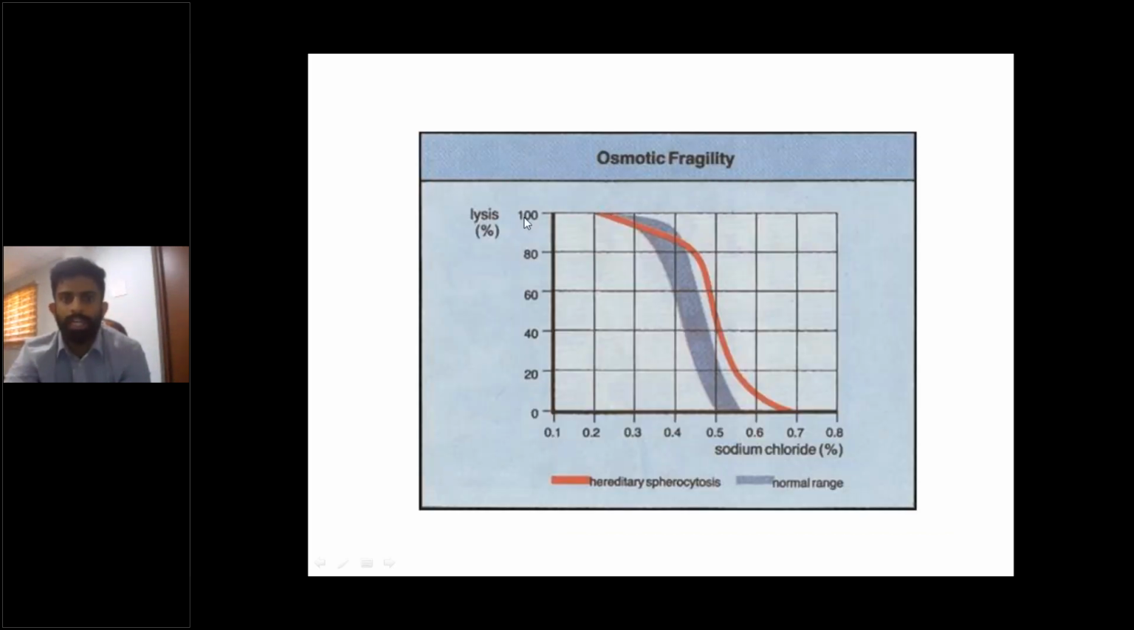So in the osmotic fragility graph, this is the percentage of sodium chloride in the solution and the percentage of lysis here. At 0%, there's going to be a high lysis. So the normal range is this, whereas in hereditary spherocytosis, lysis is seen even at 0.7% sodium chloride solution. So even at higher concentrations of sodium chloride, you can see hemolysis. So this is the osmotic fragility: fragility due to osmosis. It's increased in hereditary spherocytosis.